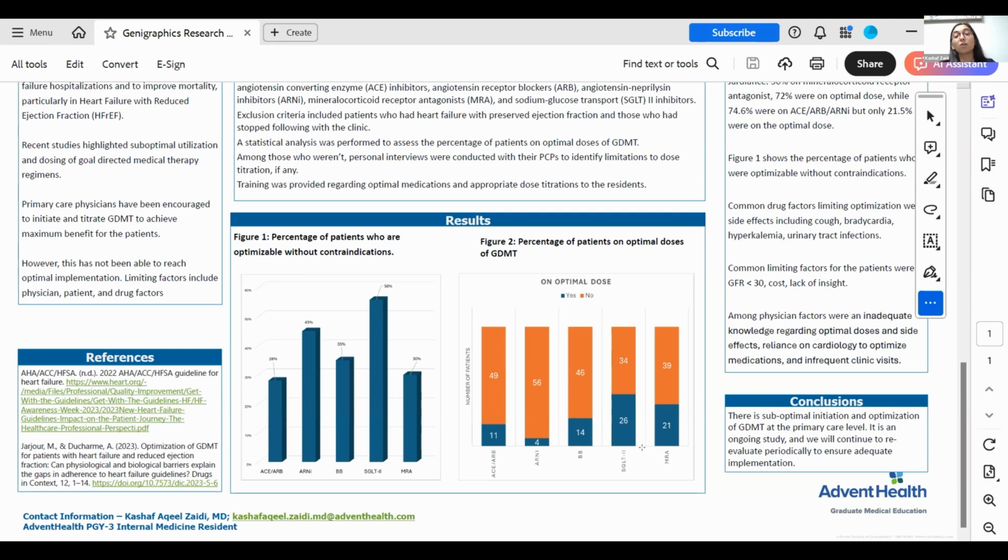But here you can see all of this orange is that they were not on the optimal dose, which is where we are lacking. And we figured that, as a primary care clinic, we could do better in these areas. So that is what we started working on. So the intervention that we did for this was that we conducted personalized interviews to let them know that, okay, we understand these are the limitations, but then they're also, for example, 28% of the people who can get optimized in the ASR, 45% of the people who are on Entresto and their doses can be increased. So similarly, we went through all those medications.